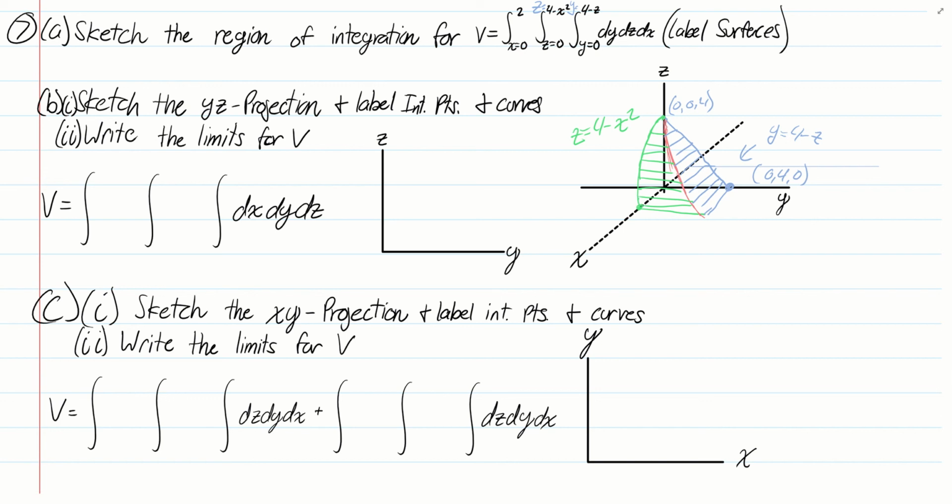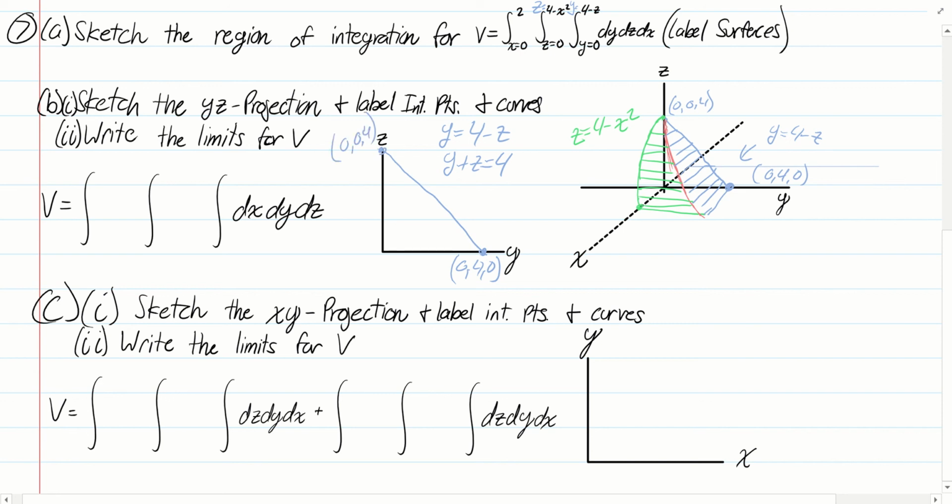For the YZ projection, I did that in blue. Our equation is going to look like that, because we have y plus z equals 4. We're going to have to solve for this in terms of y anyway, so y equals 4 minus z. Again, this point right here is (0, 4, 0). This point here is (0, 0, 4).